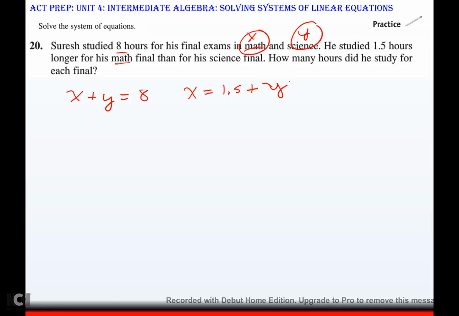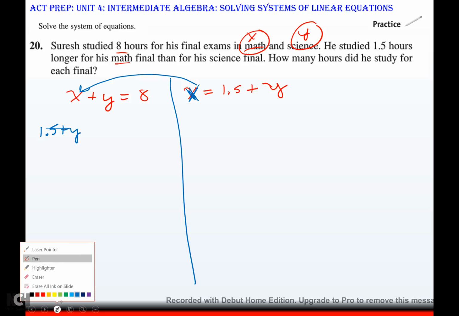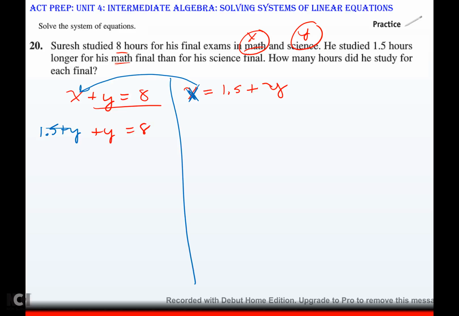Okay, there's my system. All right, I didn't even talk about substitution because, like I said, I rarely use it. This is one time where I will use substitution because I've already got a letter all alone, meaning I know what x equals. So I can go over here and take out his x and replace it with 1.5 plus y. Everything else stays the same, so plus y equals 8.